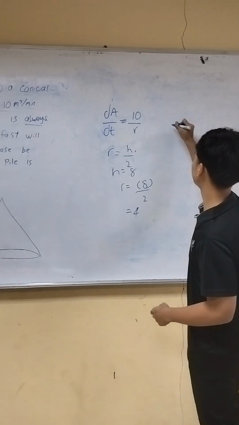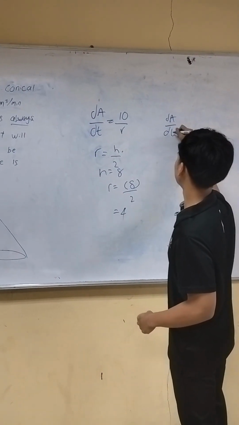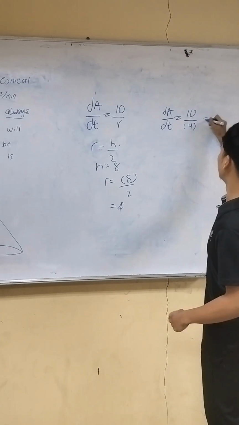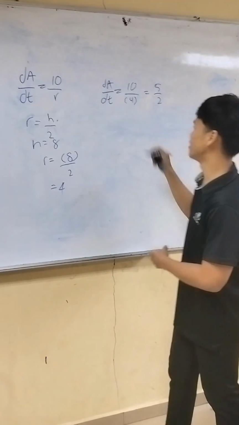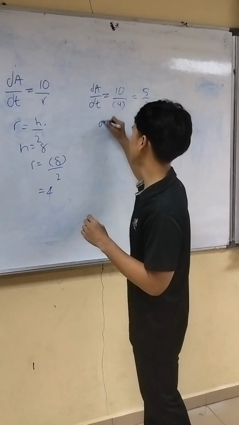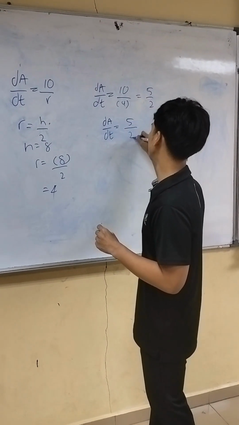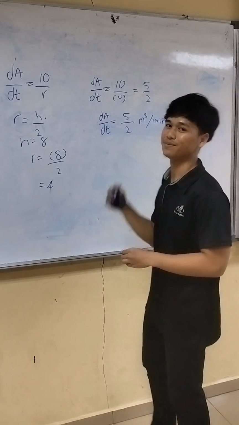So dA over dt equals 10 over 4, and we get 5 over 2. From the solution, we get dA over dt equal to 5 over 2 meter square per minute. This is the final answer.